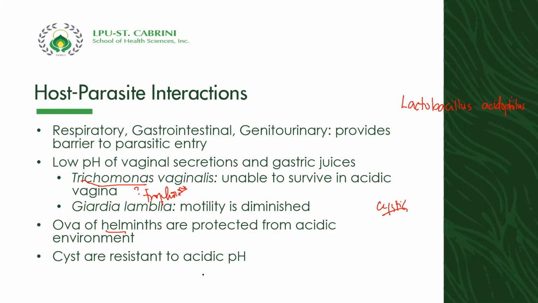Cysts are resistant to acidic pH, in connection to Giardia lamblia. Giardia lamblia is a protozoan. They have encystation and excystation, the transformation from one morphology to another. If the motility of the Giardia lamblia trophozoite is diminished by the gastric juices, which will reduce the infection, then Giardia lamblia has to transform morphologically from a trophozoite to a cyst.